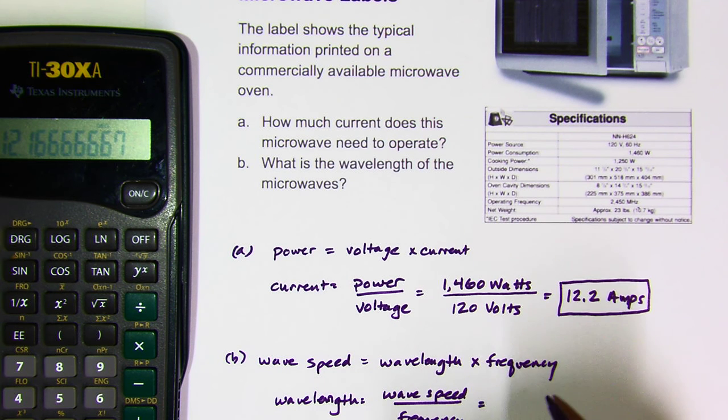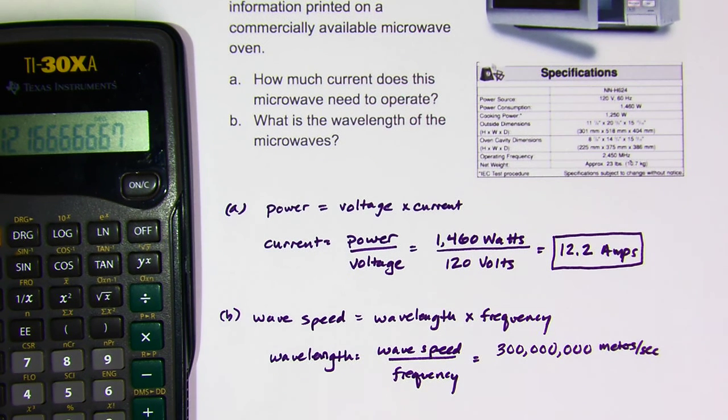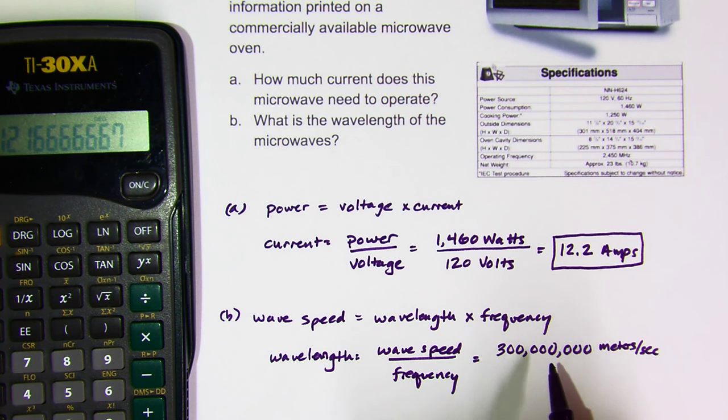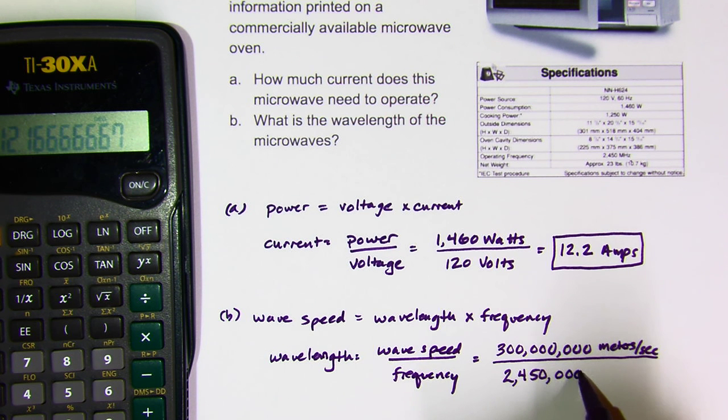Now I have to know that all electromagnetic waves, like microwaves, travel at the speed of light. So that means my wave speed is 300 million meters per second. And the frequency of my microwave is right here, this 2450 megahertz. Mega is million, so that's actually 2,450,000,000 cycles per second. Not trivial.